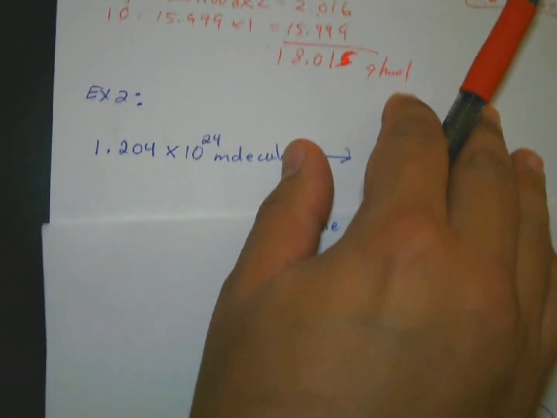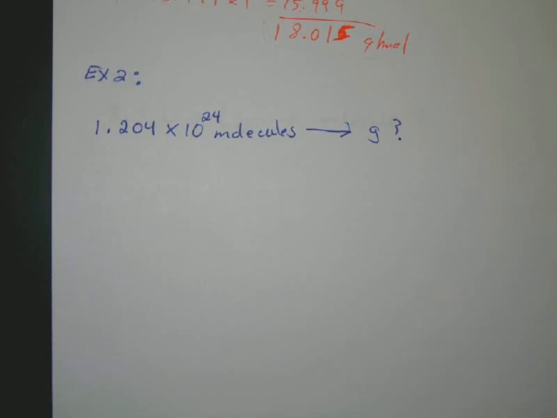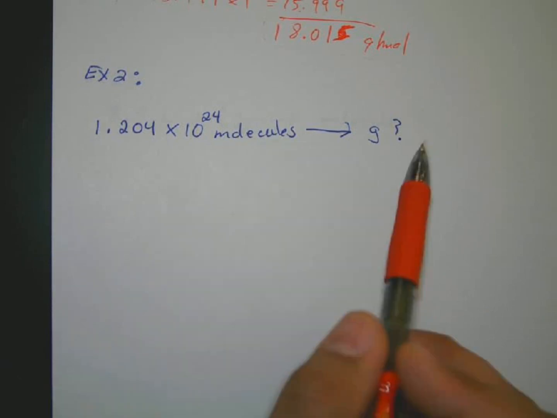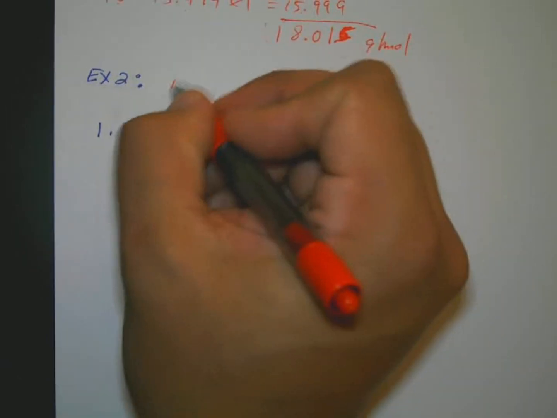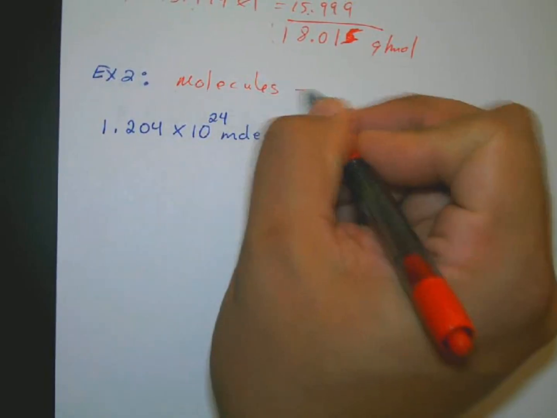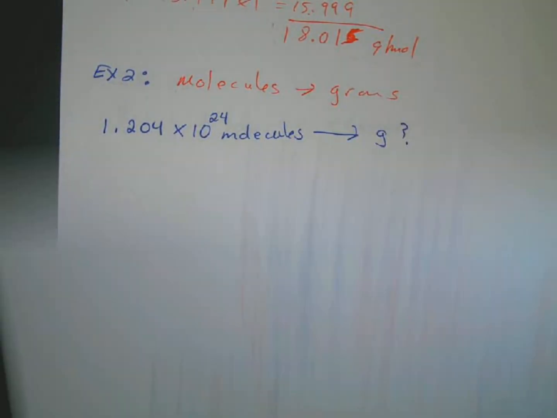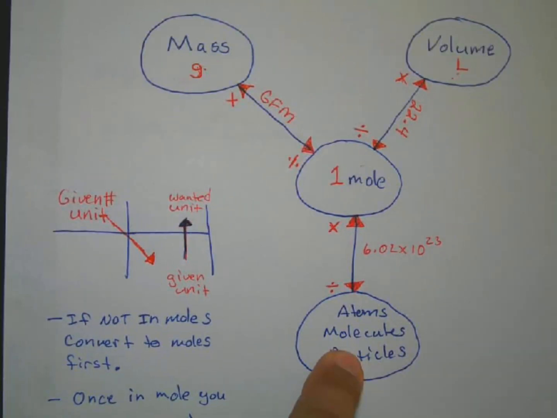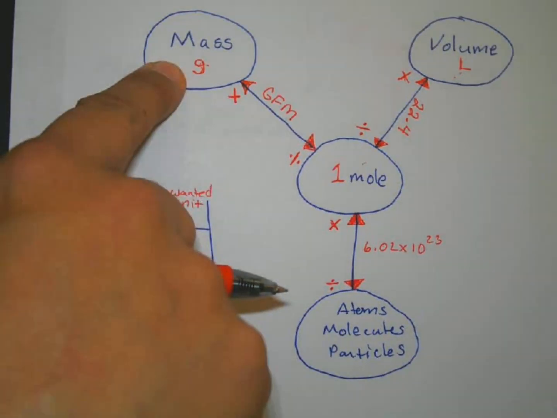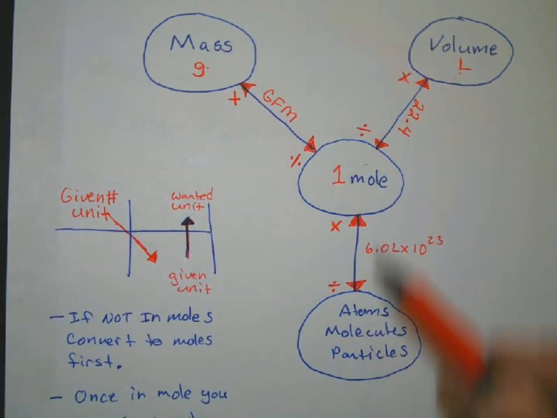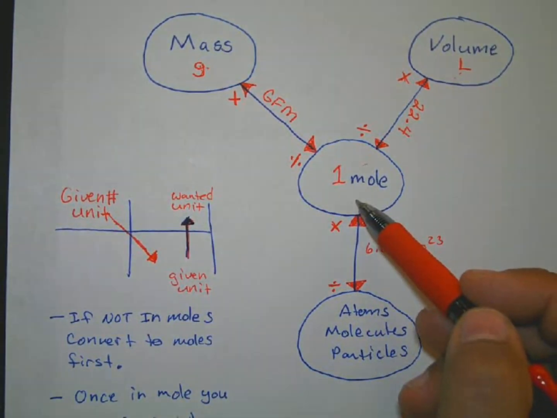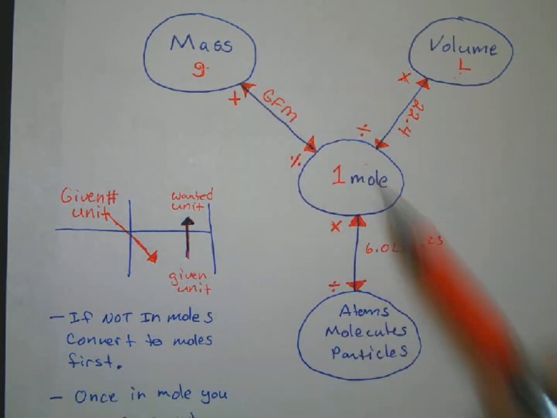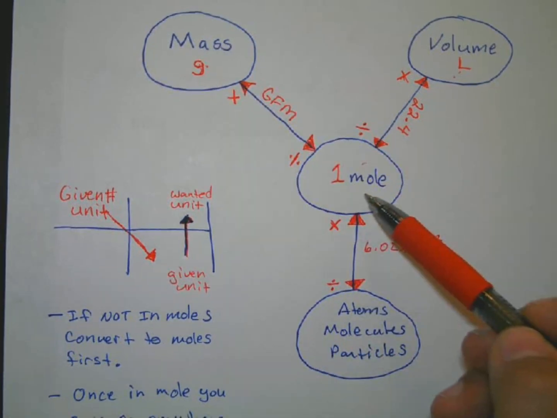Now let's reverse this process. Our next example, they're starting us off with molecules and they want us to go to grams. So this time, we're going from molecules to grams, or mass. If I'm in molecules, where do I have to go first? You've got to go to moles first, and once you're in moles, then you can go to mass. So this is a two-step problem: from molecules to moles, from moles to mass.